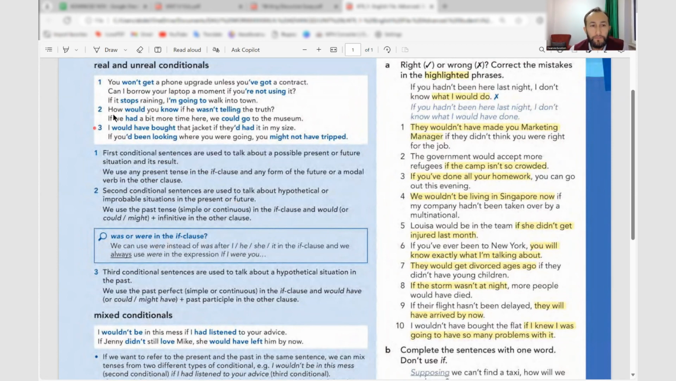So example here, how would you know if he wasn't telling the truth? It's like maybe he is not telling the truth. Now he's not telling the truth. How would you know? See, if he wasn't?